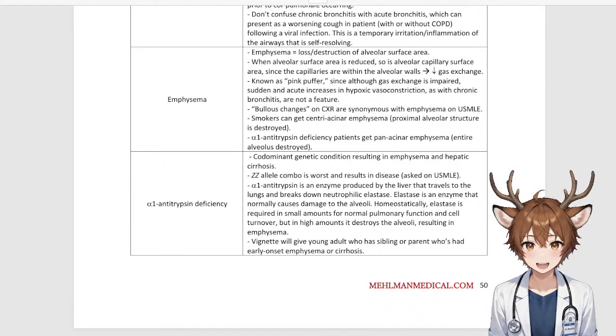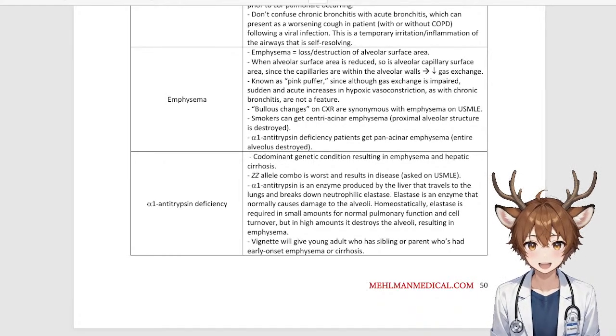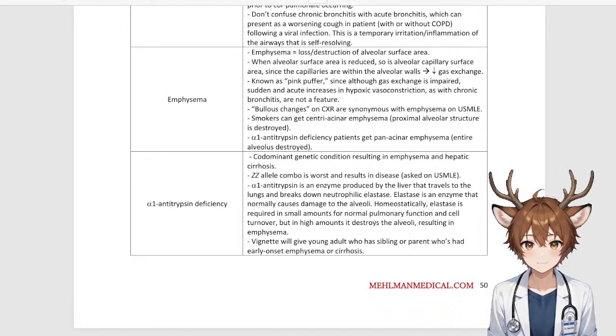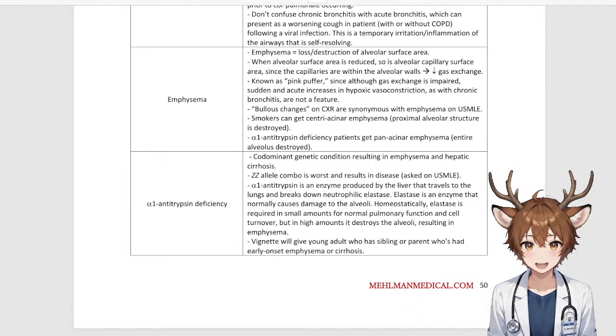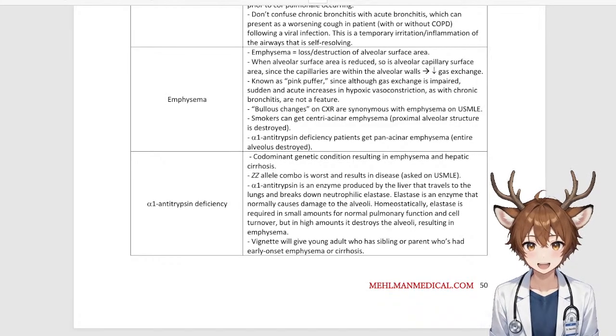Bullous changes on chest x-ray are synonymous with emphysema on USMLE. Smokers can get a centriacinar emphysema, where proximal alveolar structure is destroyed. Alpha-1 antitrypsin deficiency patients can get a panacinar emphysema, where the entire alveolus is destroyed.